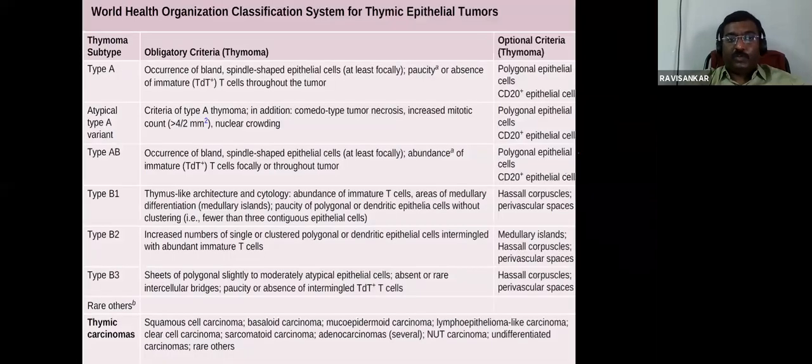So this is the recent WHO classification. Previously they had type C in the classification, which they called a thymic carcinoma. But now the thymic epithelial type C is removed from the classification. Remember that.